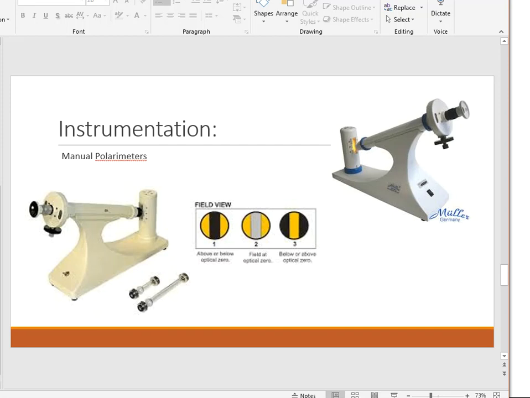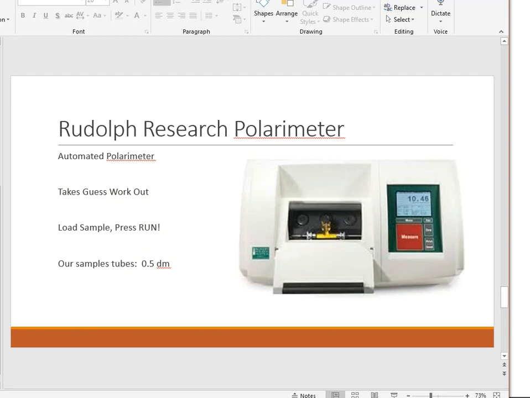So there's the old school polarimeter. We do have some of these, but we do not use them because we have an automated polarimeter that does the job instead. So that's the story with the instrument, and in the next video we won't necessarily talk about calculations yet, but we'll talk about these sugars and what they begin to do.